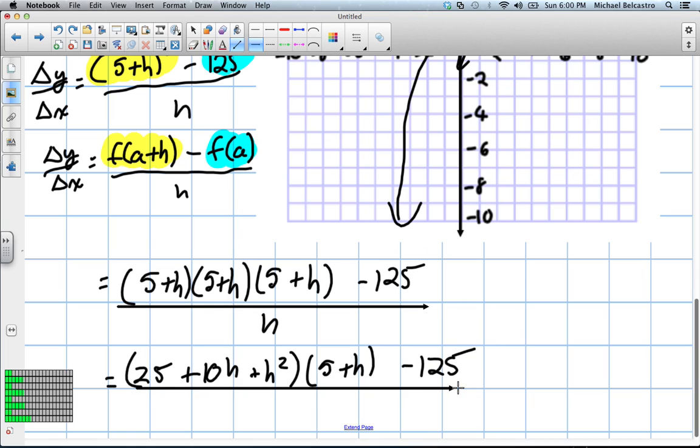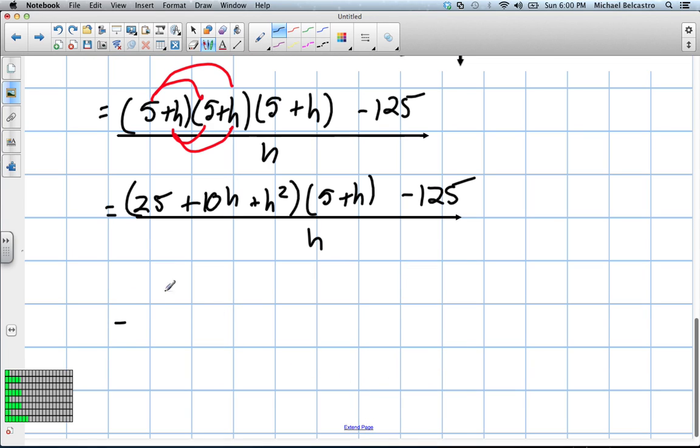Does this make sense so far? Kind of. I did distributive property. I did 5 times 5, 5 times h times 5, h. Yeah, that makes sense, but just like up to this point, kind of confusing. Kind of confusing. The difference quotient's the tough part.